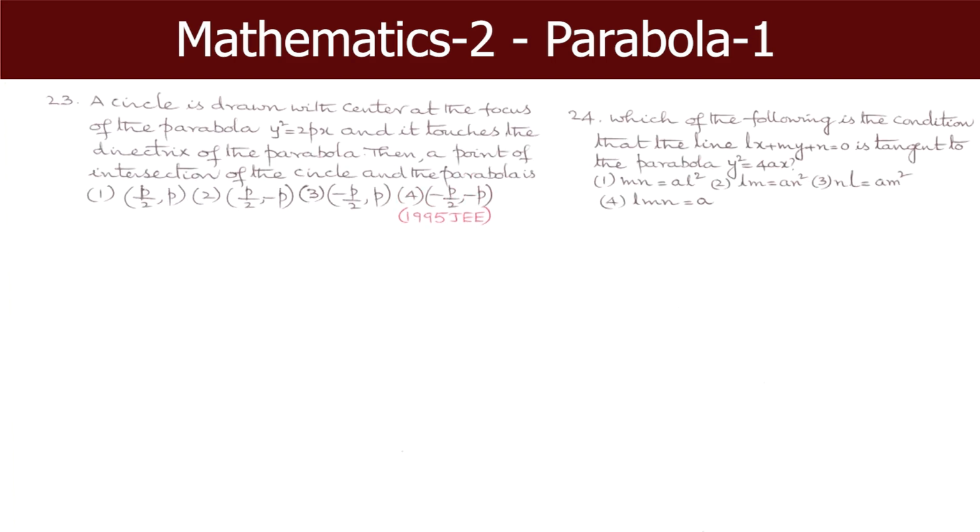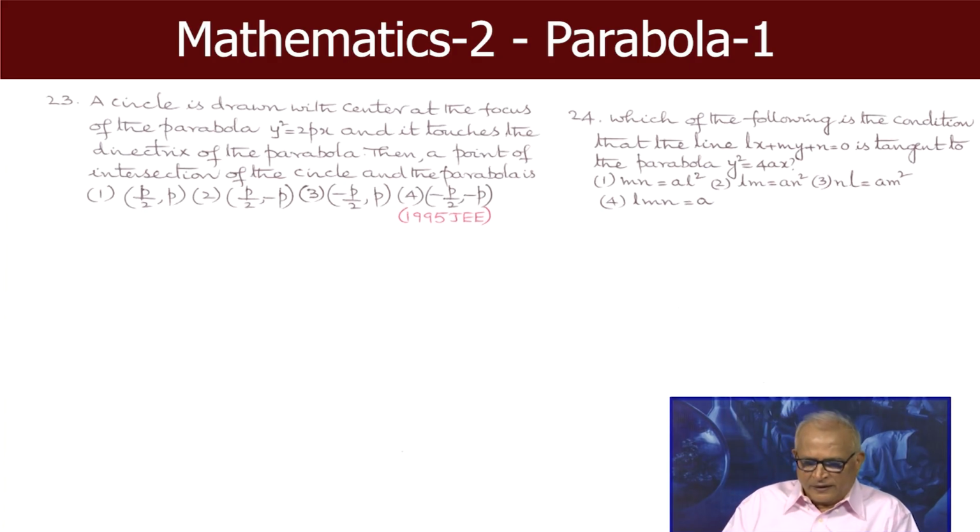Next, 23. A circle is drawn with center at the focus of the parabola y² equal to 2px and it touches the directrix of the parabola. Then a point of intersection of the circle and the parabola is 95 JE. A circle is drawn with center at the focus of the parabola y² equal to 2px. It touches the directrix of the parabola.